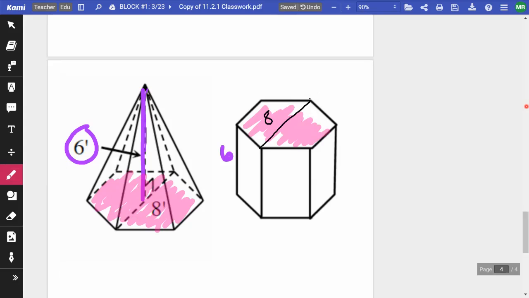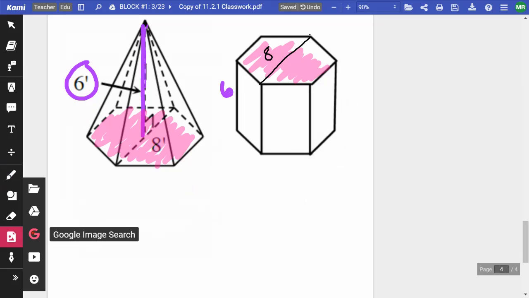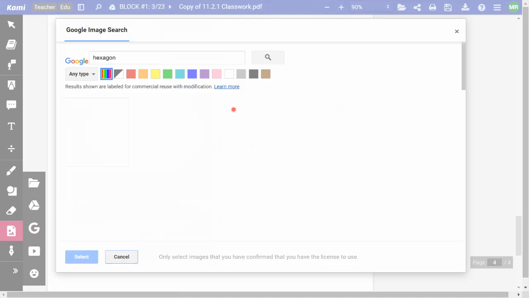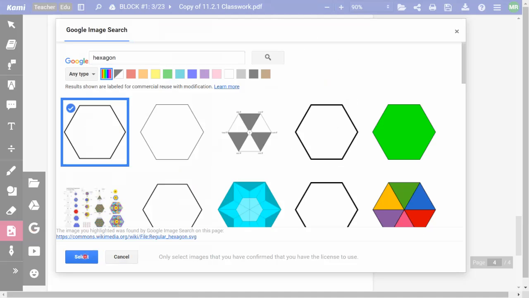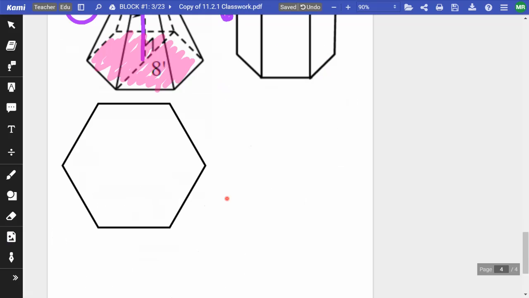So I'm going to find the volume of this prism with the same base and the same height, and then just divide by 3 or take a third of it. Okay, so that's what I'm going to do. So I need to find the area of the top, and the area of the top is a hexagon. Okay, so I'm just going to grab a hexagon so I don't have to draw one. I'm going to come here, get a hexagon. Okay, let's insert a hexagon. Okay, so here's my hexagon.